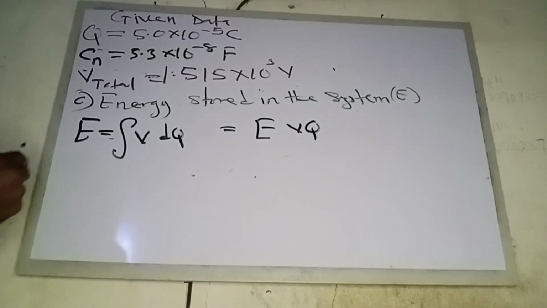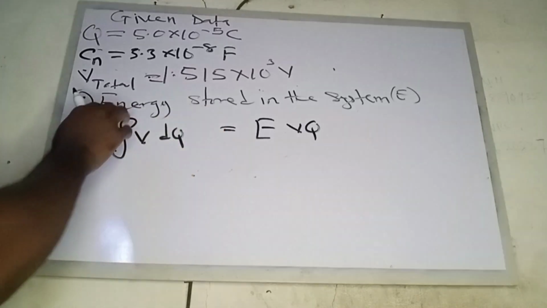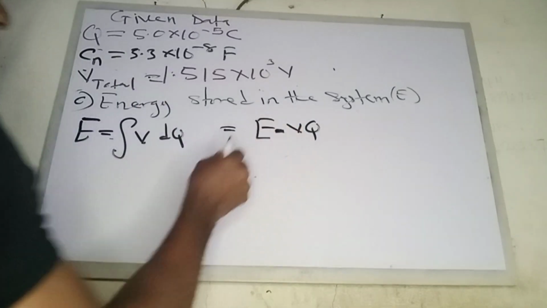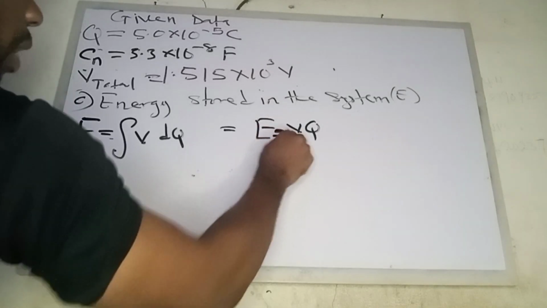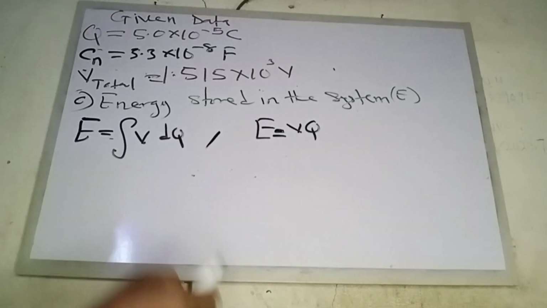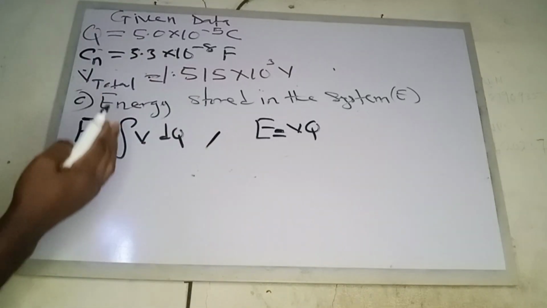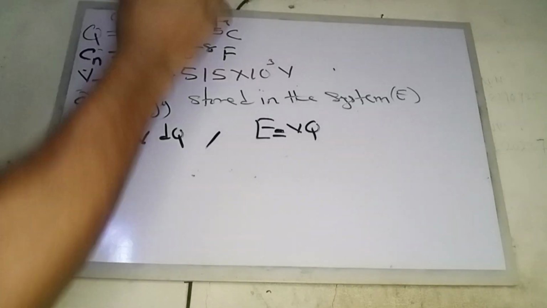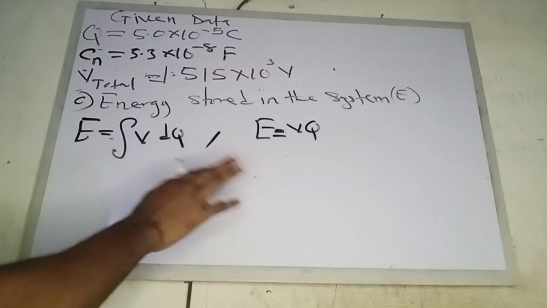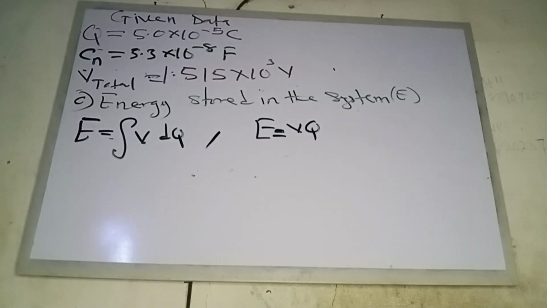But remember that for the energy stored in the system, it started from somewhere. It's just like your phone. If you want to calculate the energy stored in your phone, it means your phone battery might start from 0 to 100%. So it started from one point to another. The energy stored here started from one point to another. So this will be divided by 2.